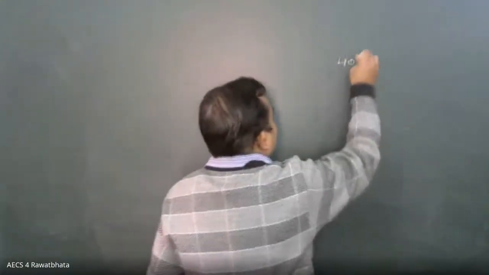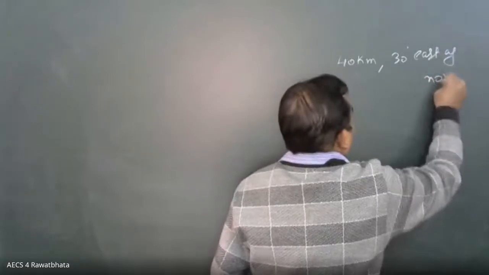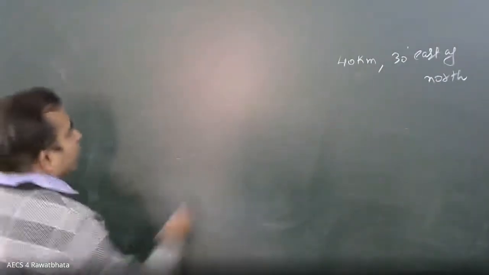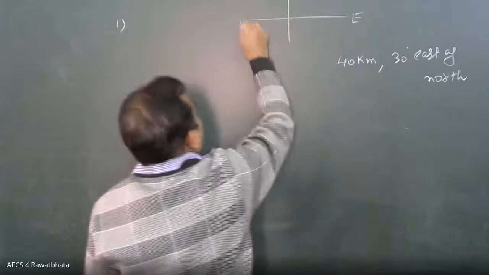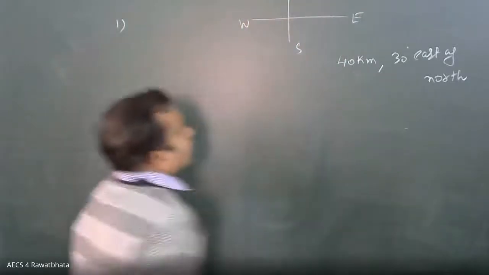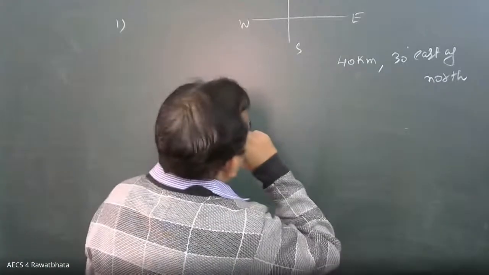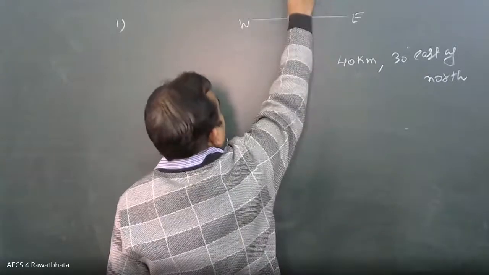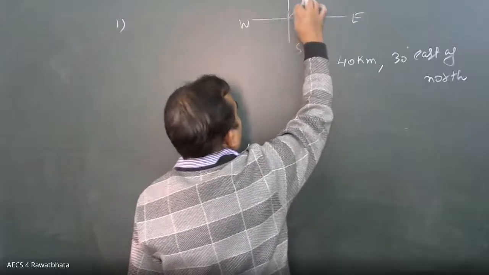Represent graphically a displacement of 40 kilometer 30 degree east of north. So let us see this. I hope you know northeast. This is east, this is west, this is north, this is south. So let me draw east of north. Where is east of north? This is north, but east of north means on this side we make 30 degree.